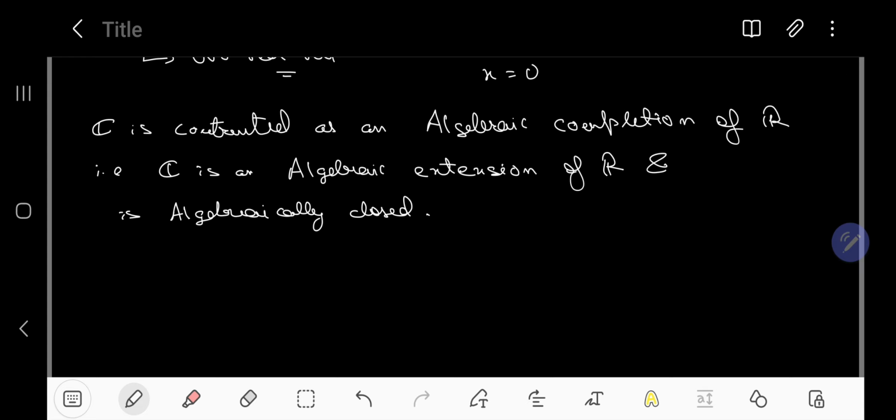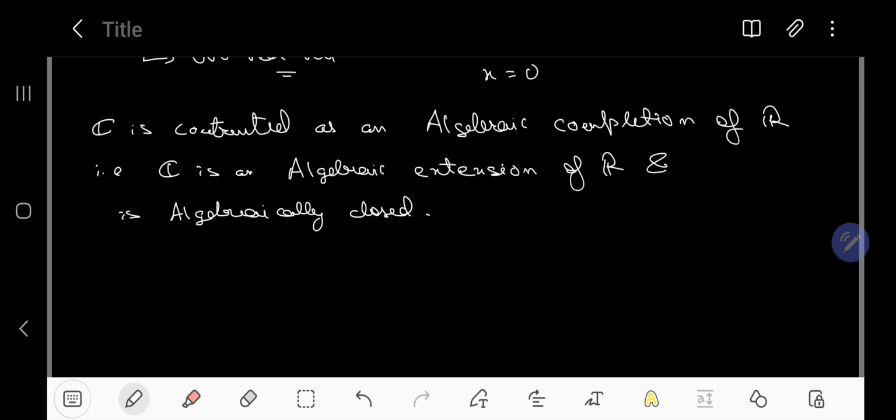C being an algebraic extension of R basically means that every element of C is an algebraic element over R, in the sense that it is a root of some polynomial in R. Clear? And algebraically closed means that the set of all algebraic elements in C is just C. Clear? So basically this line just says that every polynomial in R has a root in C. That is what we basically mean to say. Okay.